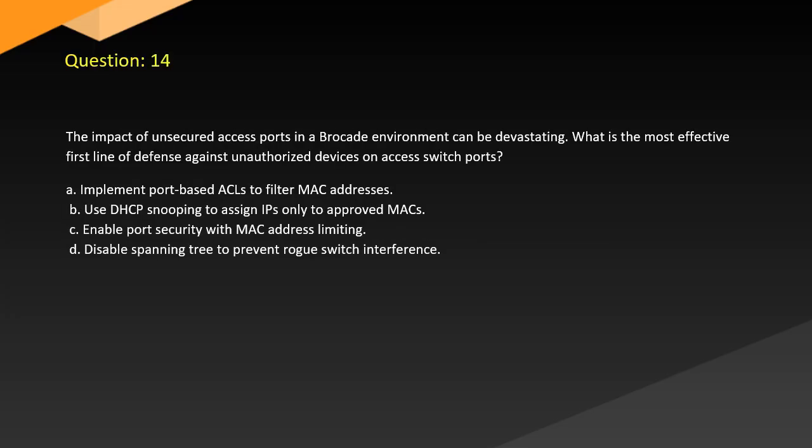Question 14. The impact of unsecured access ports in a Brocade environment can be devastating. What is the most effective first line of defense against unauthorized devices on access switch ports? A. Implement port-based ACLs to filter MAC addresses. B. Use DHCP snooping to assign IPs only to approved MACs. C. Enable port security with MAC address limiting. D. Disable spanning tree to prevent rogue switch interference.